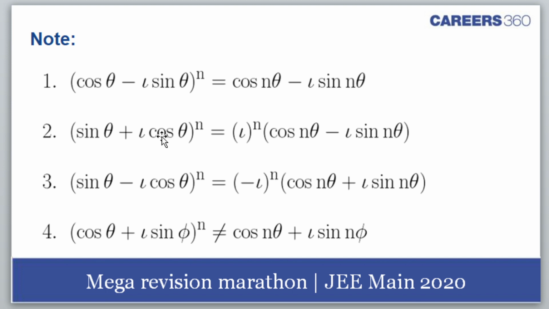So if we have sin theta plus iota cos theta raised to power n, I'll have to multiply and divide by iota. This way I get iota raised to power n and cos n theta minus iota sin n theta. This is not required to be remembered, but it is okay just to understand. So if we have sin theta plus iota cos theta, you multiply inside the bracket by iota and divide by iota, and that's how you get it.